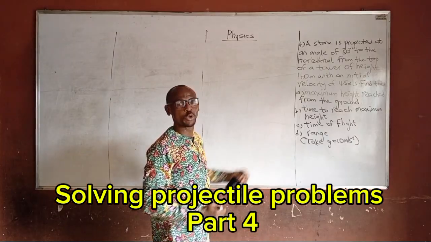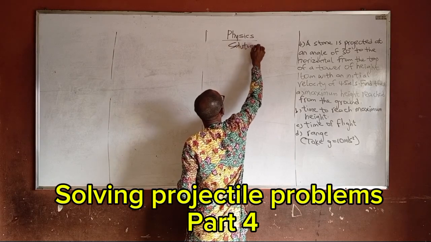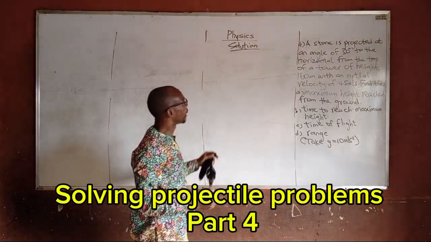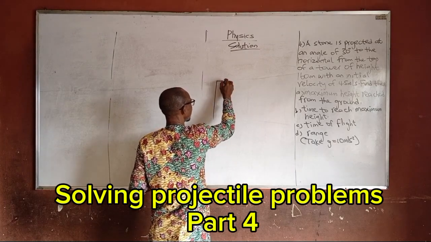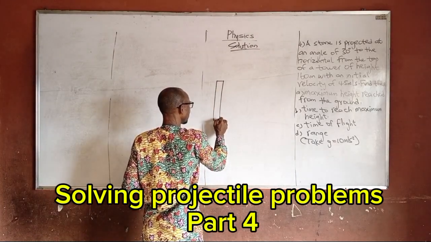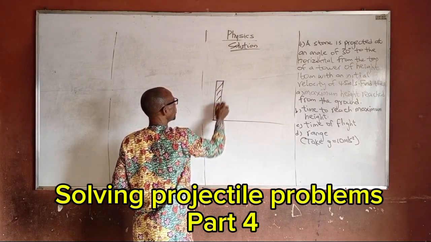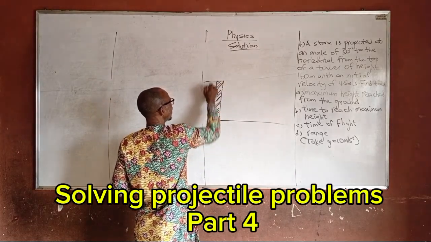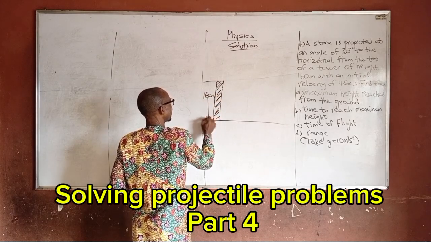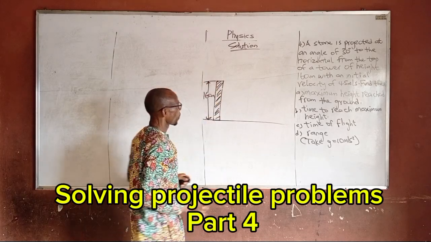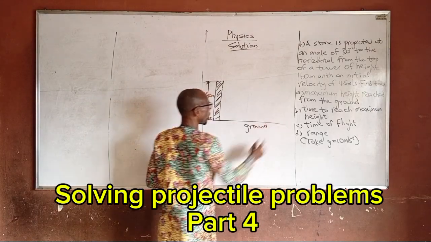Now let's look at the solution. Let me use a diagram in representing this. Let's say this is the tower from which the body is projected, 160 meters high. That's the ground level. This is the ground.